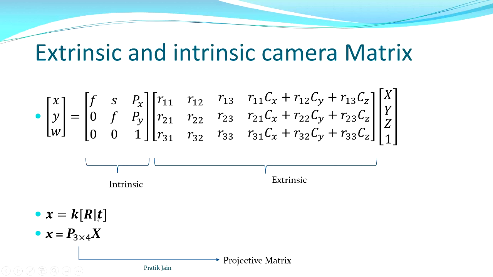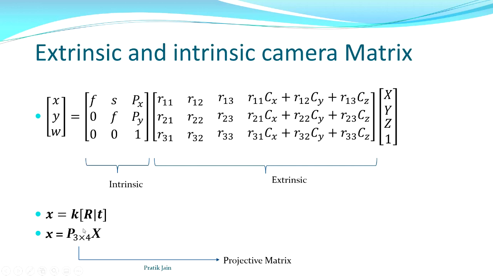So this can be written as K, this as R, and this as T. This is the general form of the camera matrix. The intrinsic multiplied by the extrinsic matrix can be represented by a P matrix, which is just the multiplication of these two, a 3 cross 4 matrix. Given a 3D world point X in homogeneous coordinates, you can get the corresponding image point, also in homogeneous coordinates.